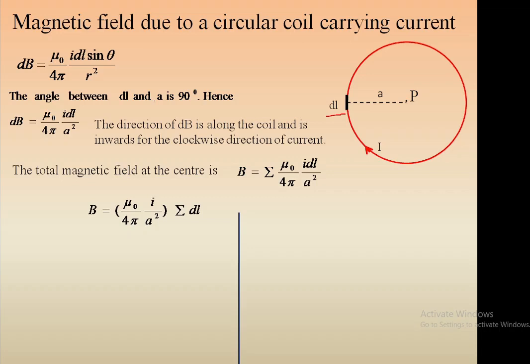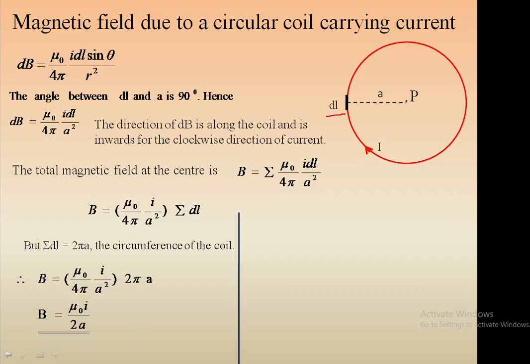So what is sigma dl? Sigma dl is the total length of the circular coil. That is sigma dl equal to 2 pi a, the circumference of the coil. So we can again write the expression for B, that is mu 0 divided by 4 pi, I by a square into 2 pi a. That is B equal to mu 0 I divided by 2a. Now this is the expression for the magnetic field at the center of a current carrying circular coil.